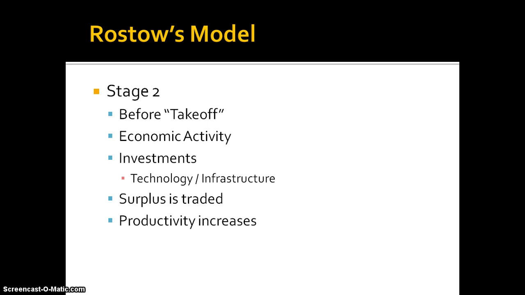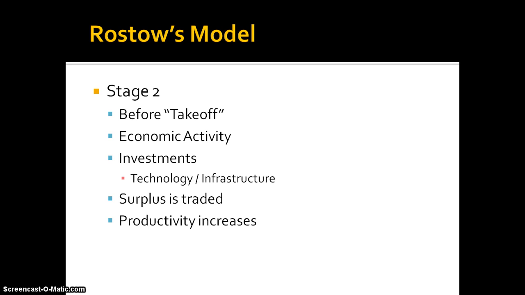In this type of society, you begin to see surpluses created, and those surpluses are then traded. As they are traded over the infrastructure developed by these individuals, productivity begins to increase because of increasing investments in ways to become more productive or more efficient. So this is the before takeoff stage.